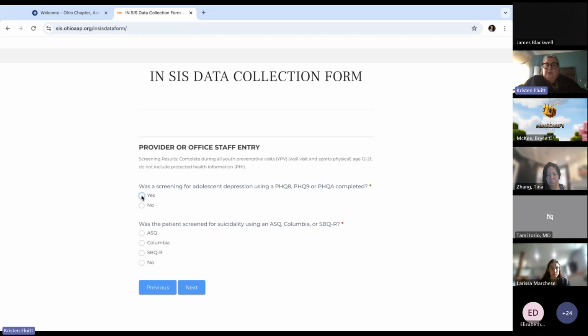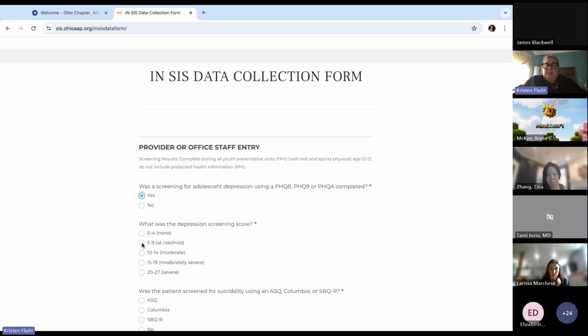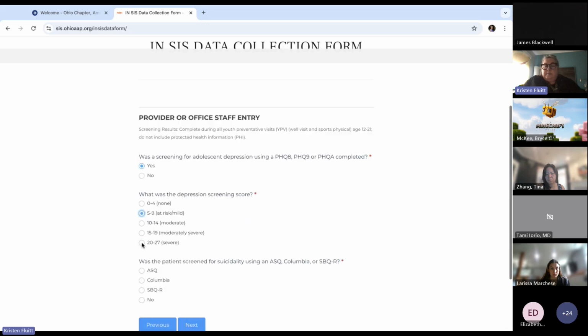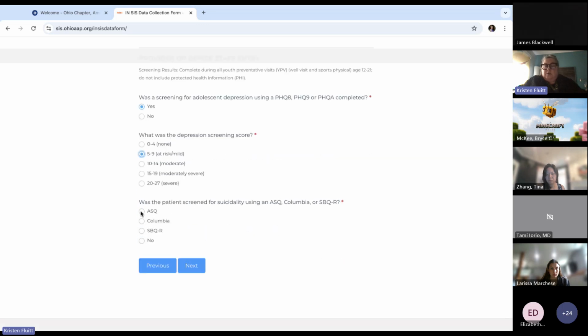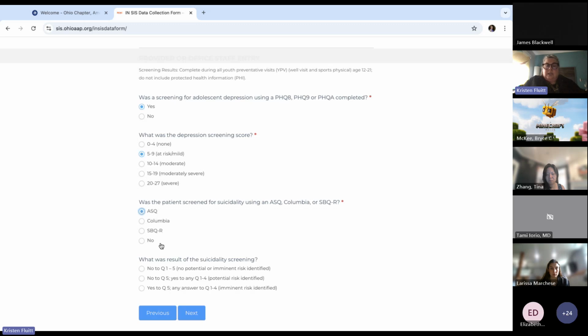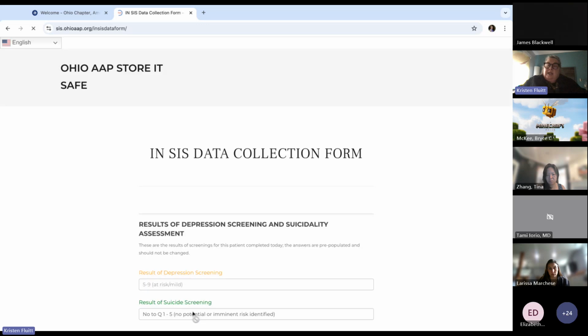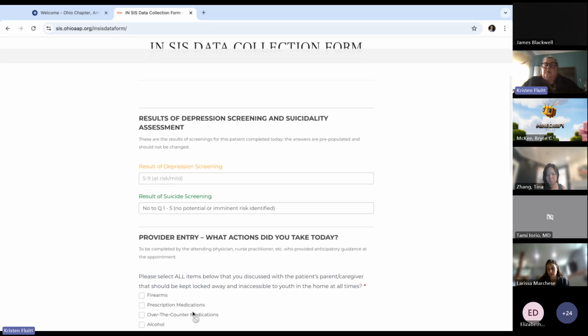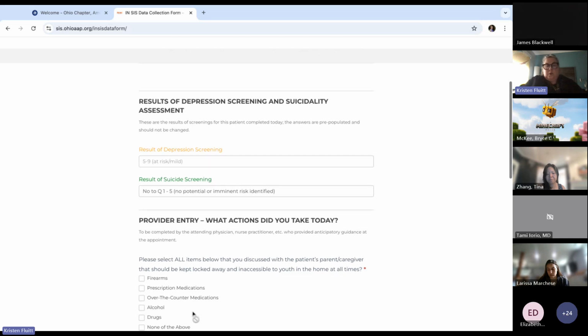So we did complete the depression screening, and based on that screening, you will enter what her score was. So the score is actually entered. It was at risk mild. She was screened for suicidality. We're just going to say we used an ASQ. Depending on which one you choose, the appropriate scoring options pop up, but with an ASQ, there was no risk identified. Now, when you click next, it will bring up the results of those screenings, so on the iPad you will see what those were.